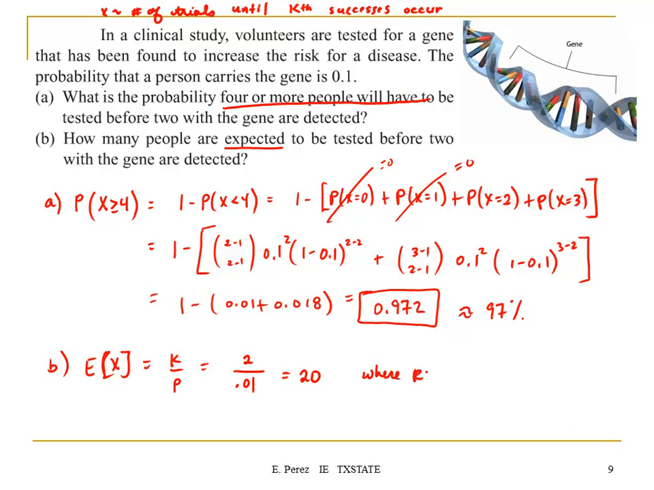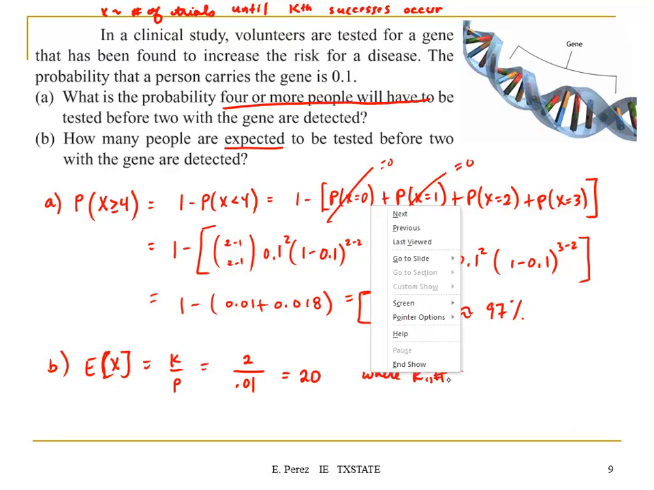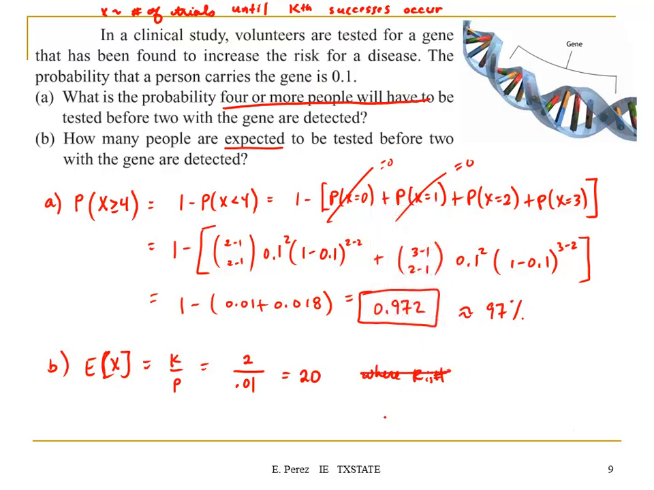Where k is the number of successes. Oh, okay. So it should be 0.1, sorry. Thank you.